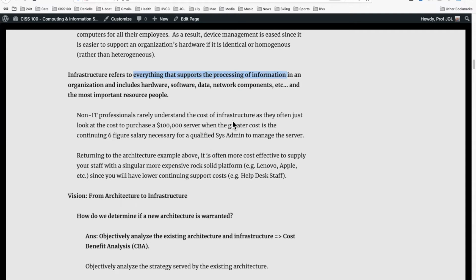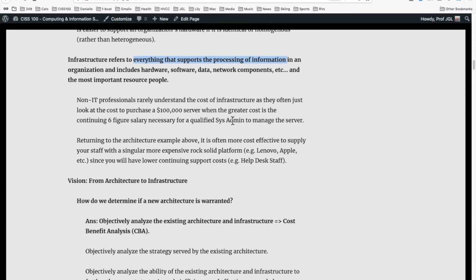Okay. So you can purchase servers, and I put that $100,000 number out there, but really 20, even $30,000. But I may be paying salaries of $200,000 just to keep that server running. So that's the true cost of architecture.